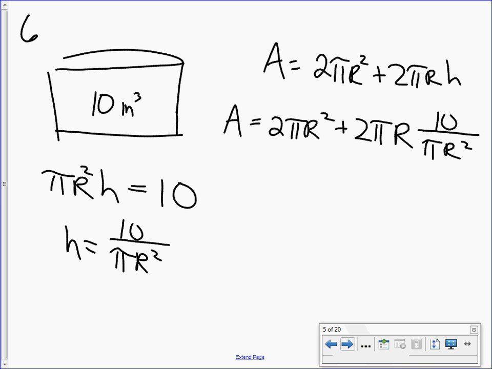Always clean it up before you differentiate. What can we get rid of or cancel? Pi, and one of the r's. We still have an r down there. So our surface area is equal to 2 pi r squared. What's the next term? 20 over r. Now we just got to get the derivative and set it equal to 0.